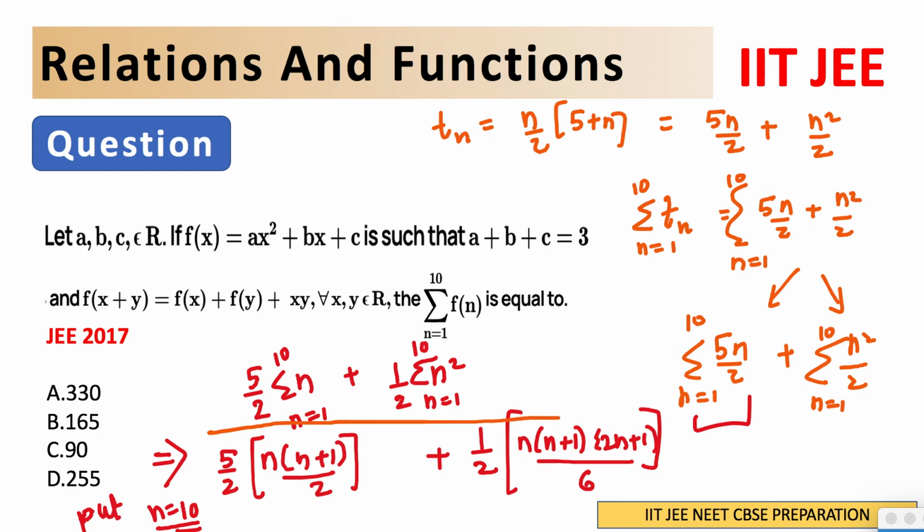This is our final expression. So in this expression, put n is equal to 10, and when you put n is equal to 10, you're going to find out what the answer is. In this case, the answer is going to be 330. So that is how you solve this question.